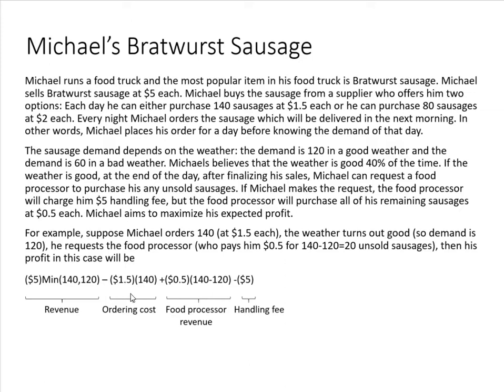140 sausages. Since he requests the food processor, the food processor will buy his unsold sausages, which is the difference between what he orders and the demand, and each sausage is paid 50 cents. So this is the revenue from the food processor. And by the way, it also mentions that if he requests the food processor, he needs to pay a $5 handling fee. So this is the handling fee. If you carry out the calculation, it comes out to $3.95 as his profit.